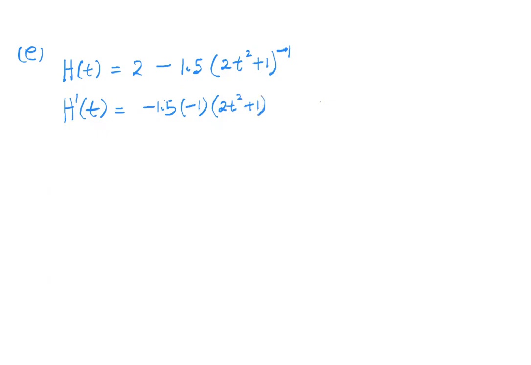Power take away 1, times by the rate of change of whatever is in the bracket. Okay, take out your calculator and type in all this and multiply.